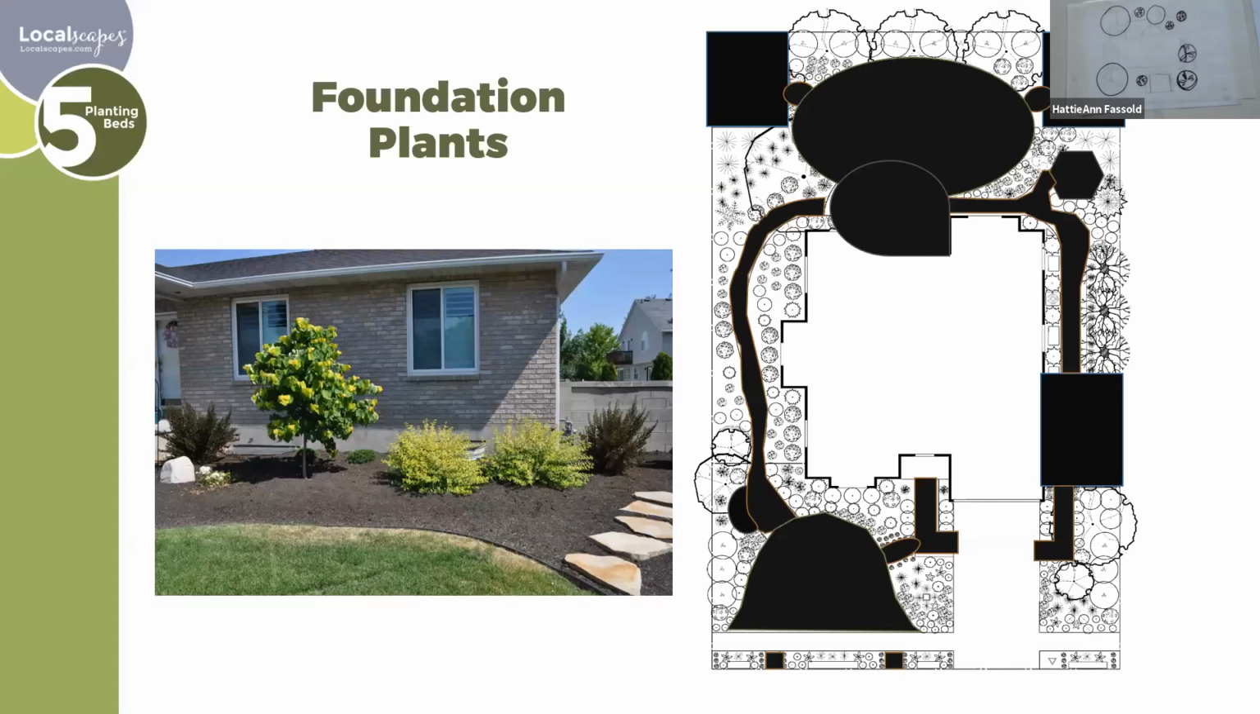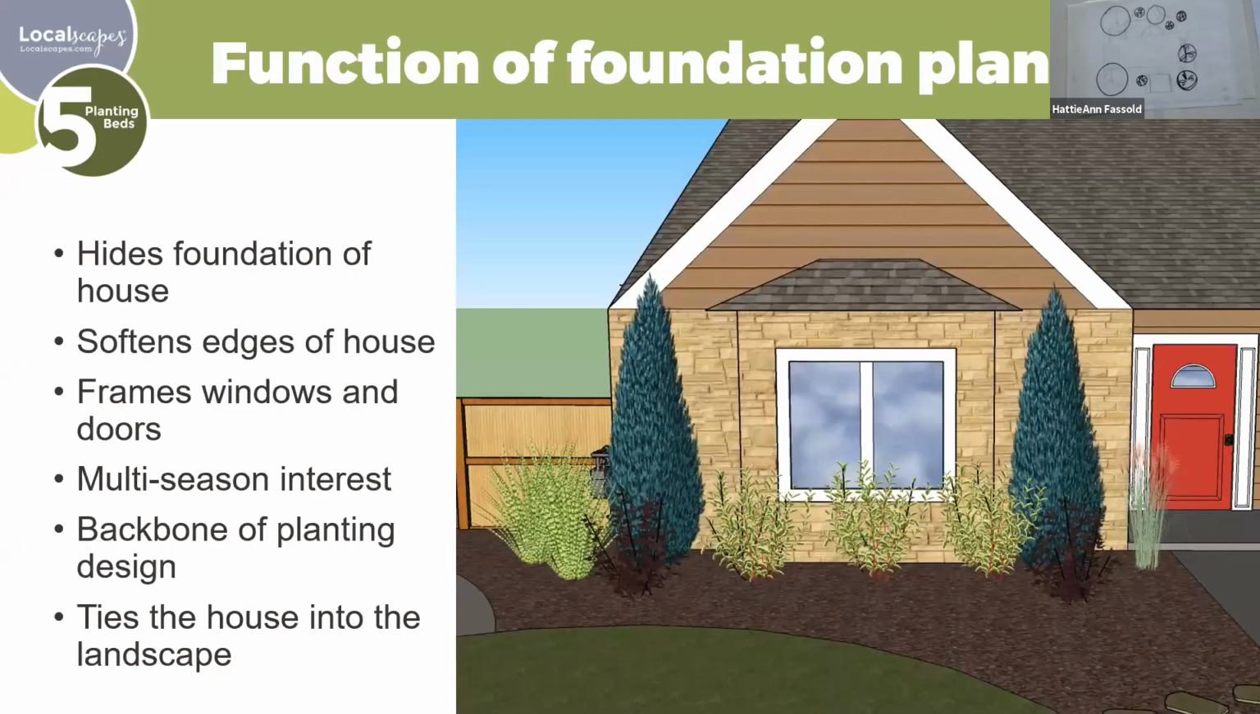Okay, so next we're going to get into our foundation plants. So these are the ones that are going to be around your house, remember? These are going to be hiding your foundation. It can soften the edges of your house. It can frame windows, so you want to make sure that you're thinking about where your windows are. I'll show you how I label my windows; you can label your windows in whatever way you find easiest.